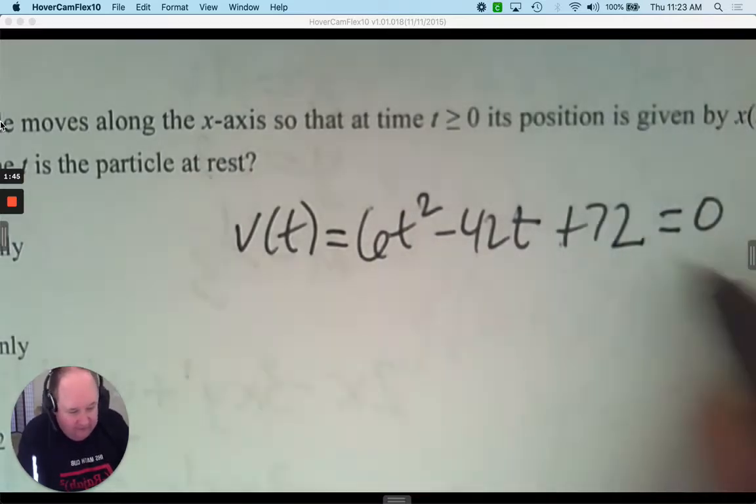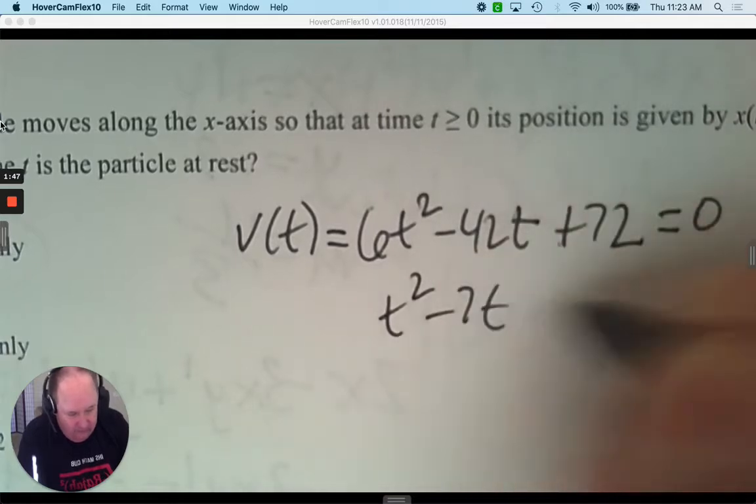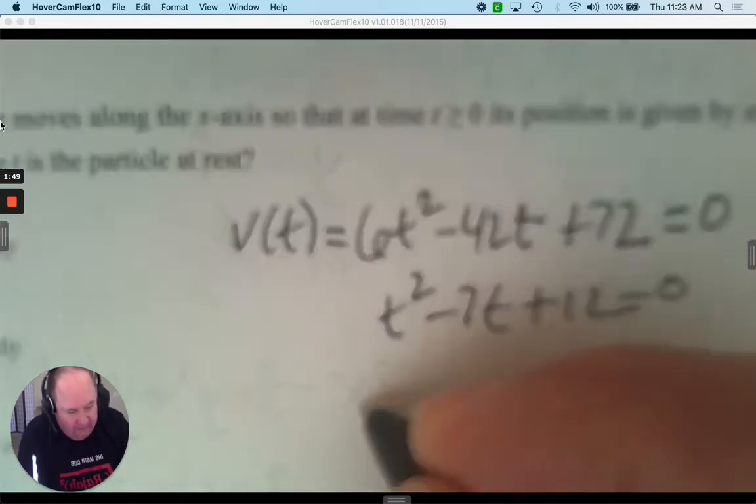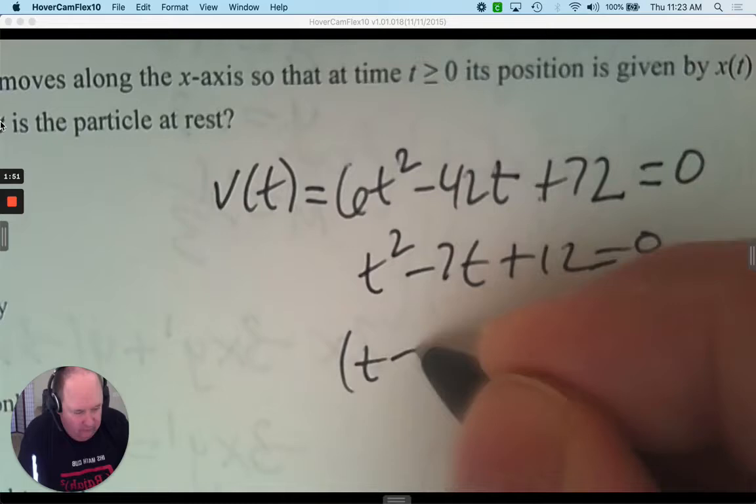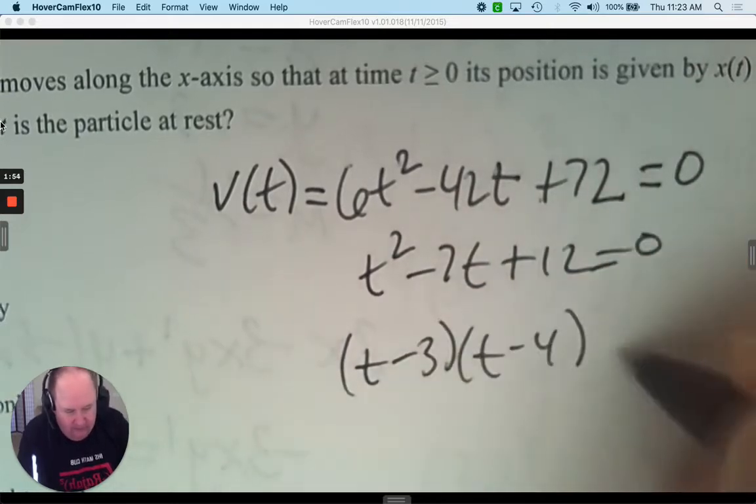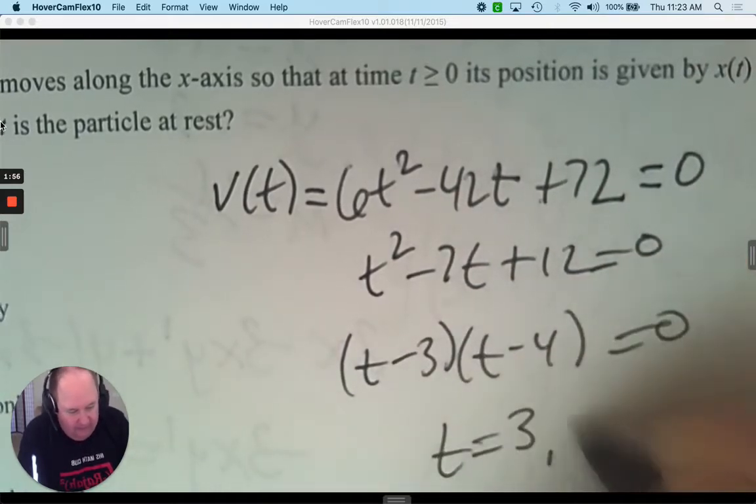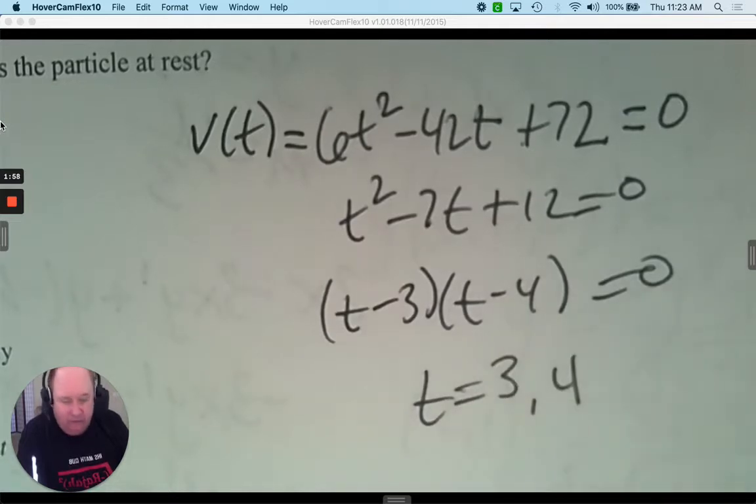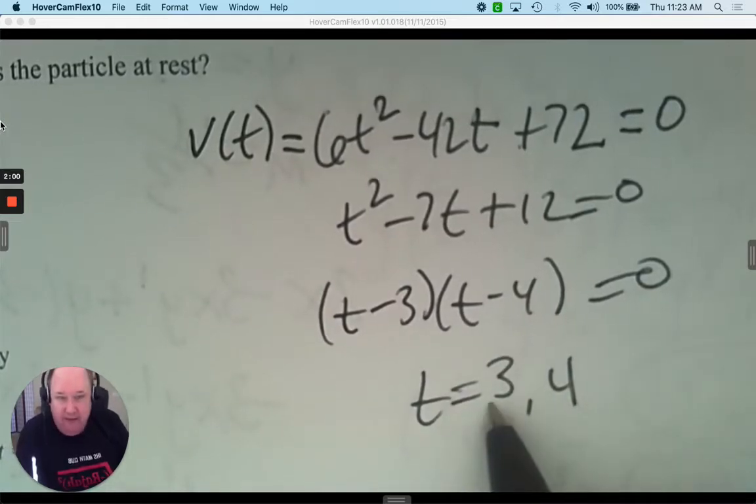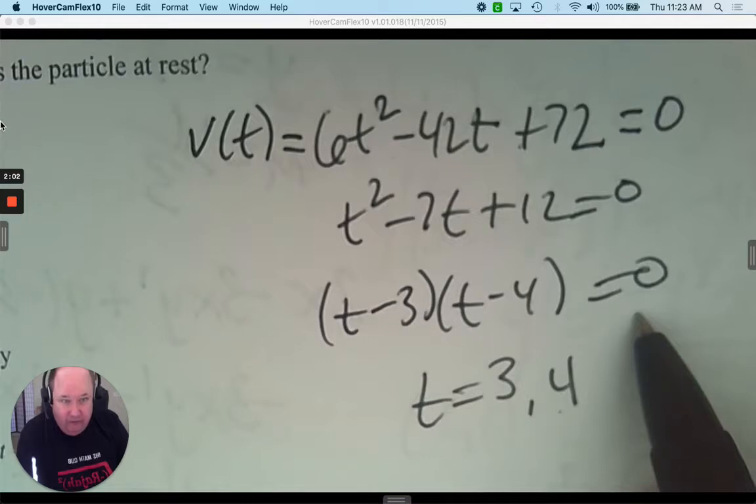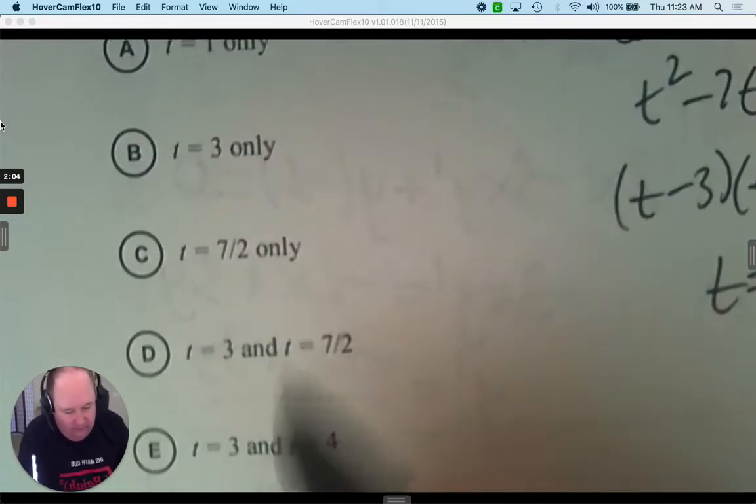So first I'm going to divide everything by 6. So 6 goes into everything evenly. I'm going to factor this. The two numbers are negative 3 and negative 4. And then if I solve it, each factor has a solution. At 3 and at 4 seconds, the velocity is 0. And the answer is E.